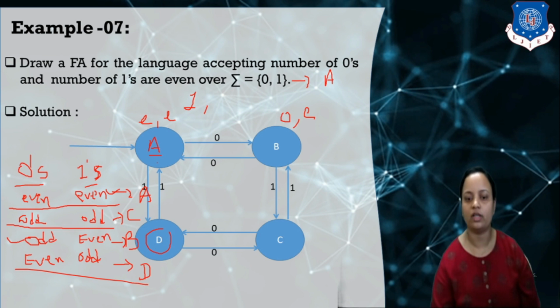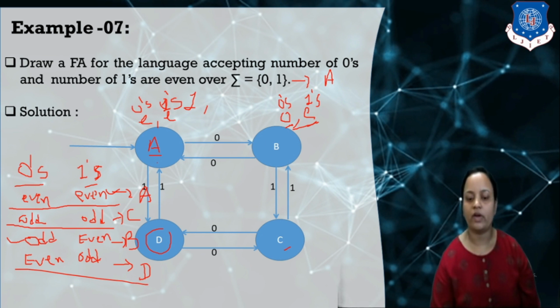So odd, even. First pair represents the number of zeros and the second pair represents the number of ones. So here the number of zeros is even and the number of ones is even. Whenever this combination appears, we have to make A a final state. Whenever this combination appears, we make B a final state.